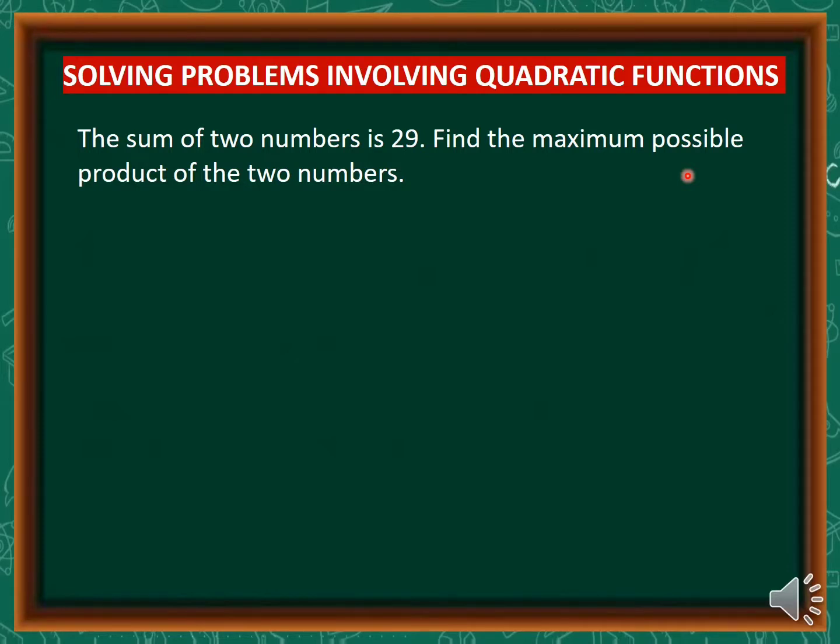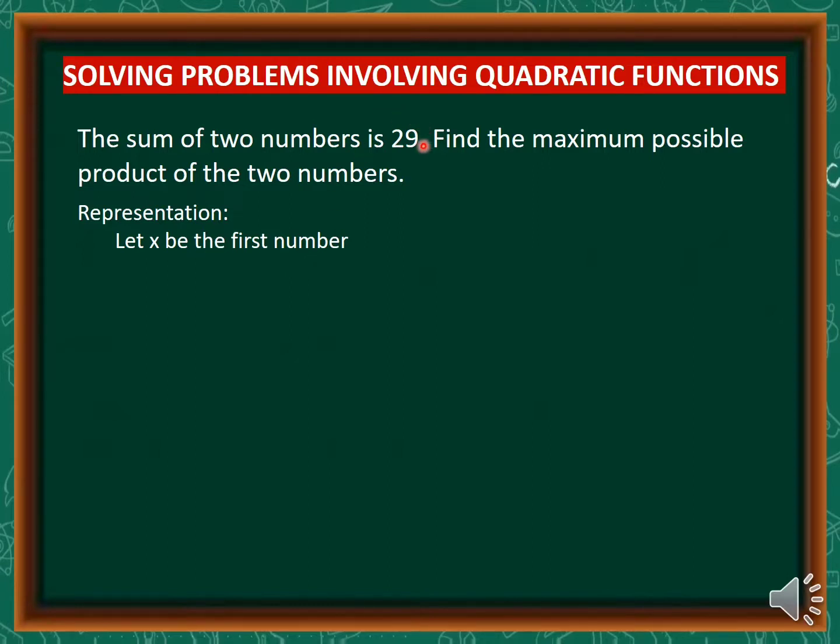Just like other problems, we just need to have the representation. Ang binigay lang na clue sa atin, ang sum daw ng dalawang numbers ay 29. Kapag pinag-add natin yung dalawang number, 29 ang sagot. So, hindi natin alam yung dalawang number. So, in that case, we need to represent or let x be the first number. Kapag ang x ay ang ating first number, so therefore, ano yung pangalawang number? Alam na natin yung sum ay 29.